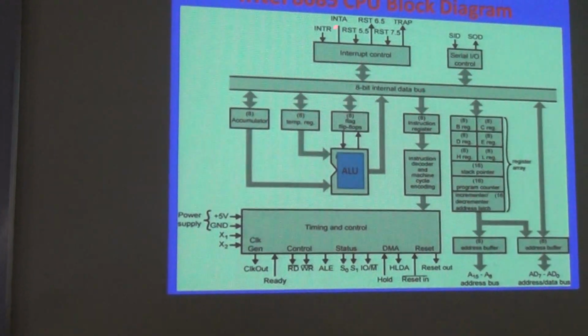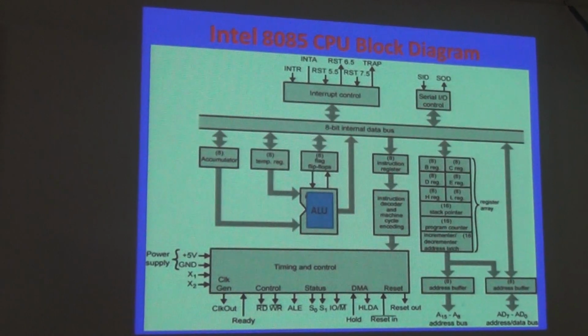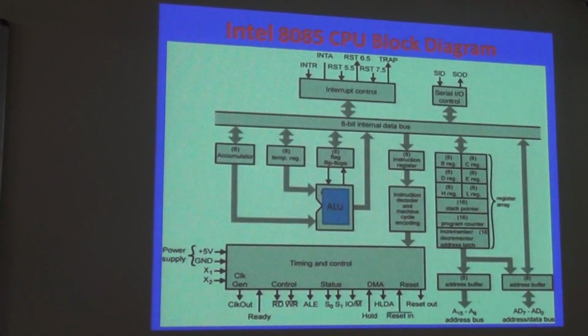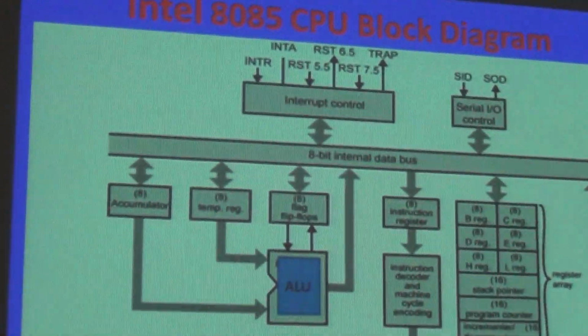Along with this, in the upper part of the architecture, you will see one interrupt control and one serial input output control is also available. What is interrupt? The interrupt controller is a controller that can control the overall interrupt operation.